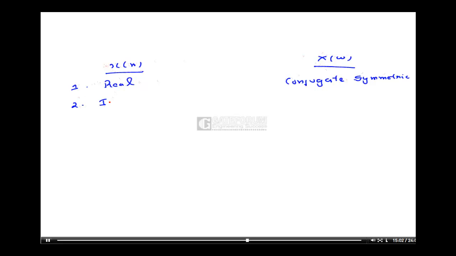So in summary, I can write here x[n], I'll write here X of omega. Real, it is conjugate symmetric. x[n] is imaginary, it is conjugate antisymmetric.